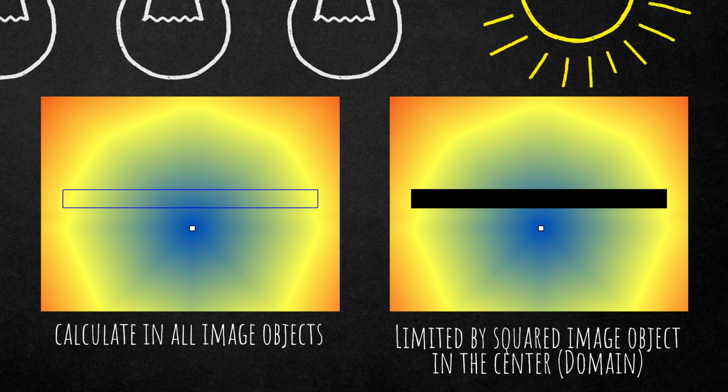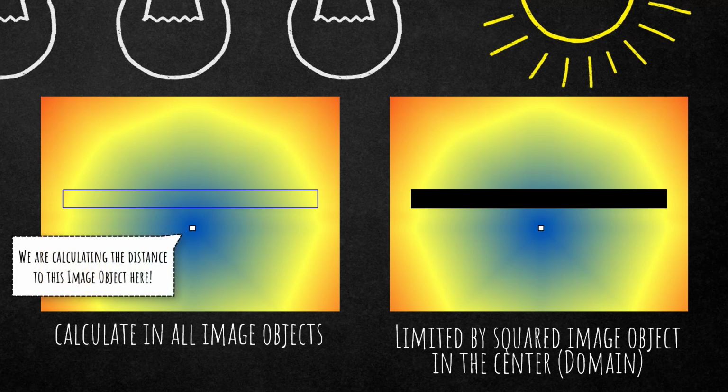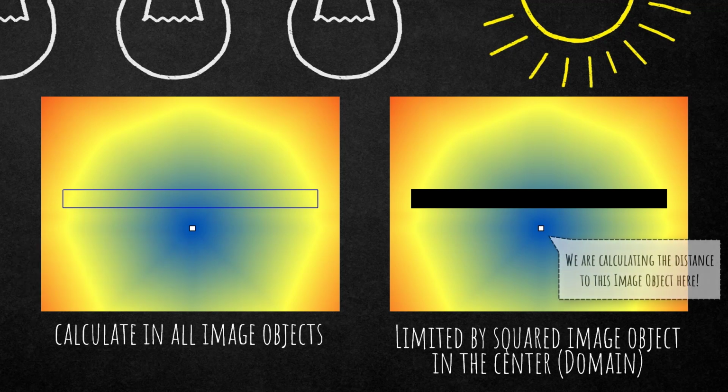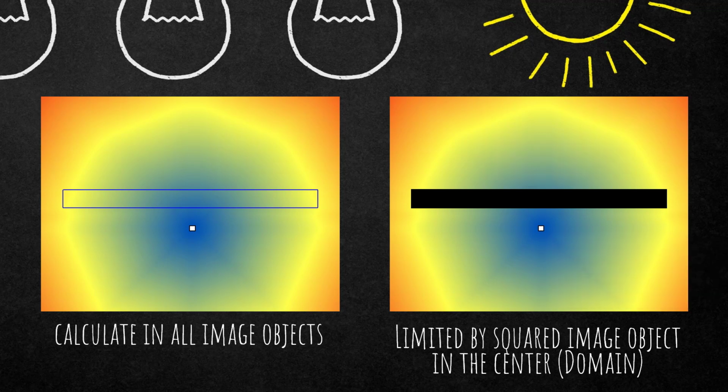Here you see the possible result of the distance map. On the left hand side, I simply calculated it in all image objects. So I calculated the distance to the small image object in all image objects. On the right hand side, I limited it in the domain. I said only calculate distance within that large image object and do not calculate the distance within that squared image object in the center. I simply use the domain to define this and I get -1 values in this squared image object here.